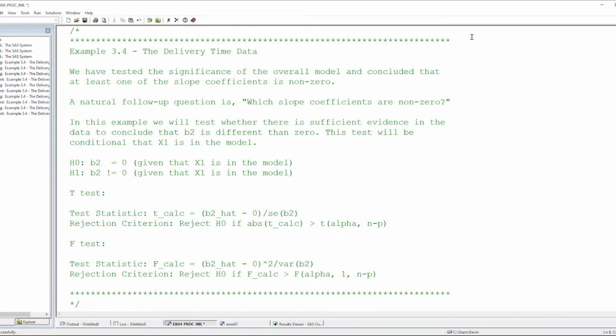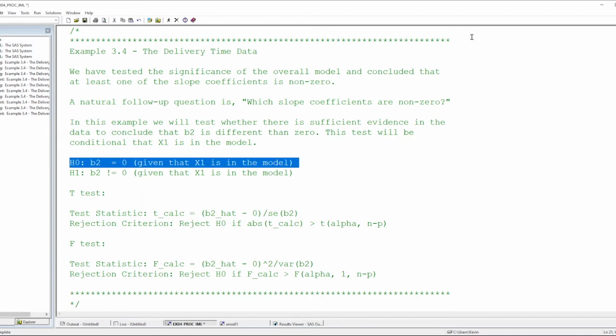All right, so let's look at example 4 in the textbook. Now, we've tested the significance of the overall model in the previous example, and we concluded there that at least one of the two slope coefficients is non-zero. A natural follow-up question is, which slope coefficients are non-zero? Now, in this particular example, we're going to test whether there is sufficient evidence in the data to conclude that beta 2 is different than 0, given that x1 is in the model. So this is going to be a conditional test conditioned on x1 being in the model.